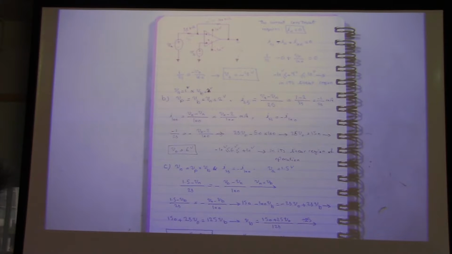Actually, op-amps are very, very easy. Just two things. First, we want the op-amp to be in its linear region of operation, and we assume that our op-amp is ideal. If it is an ideal op-amp, we say VP is equal to VN and IN is equal to IP equal to 0. That's it.